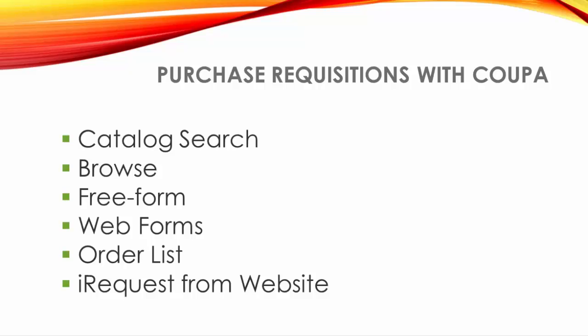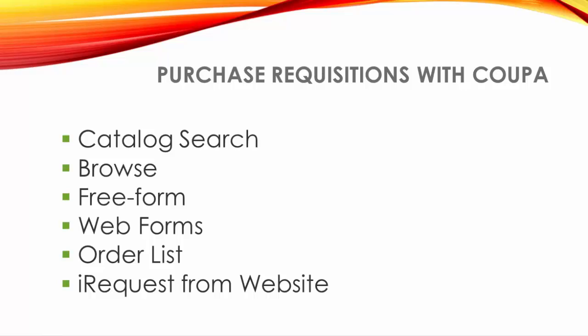Coupa includes a number of different ways that you can put together a purchase requisition. I want to show you six of those items. The six we're going to look at today are searching by a catalog, either provided by your employer or provided by one of your vendors. You can also browse a list made up by your employer. There's a free form entry where you can enter whatever you want and specify details about what you're looking for.